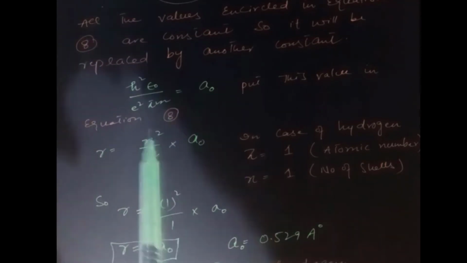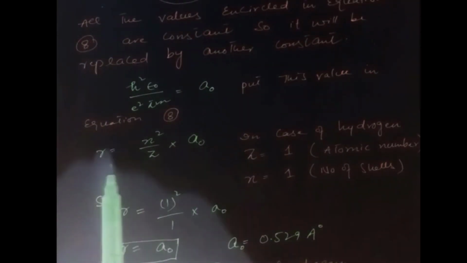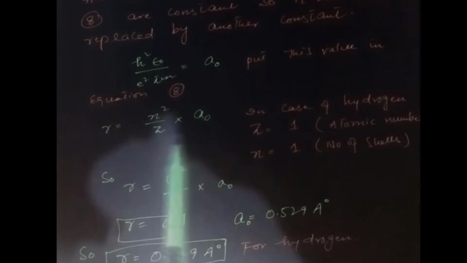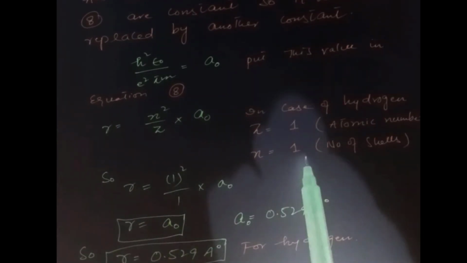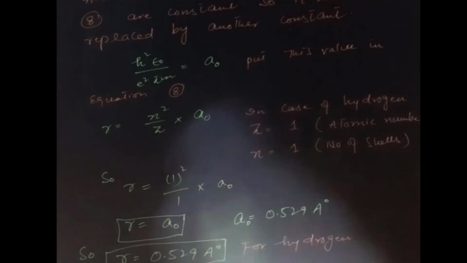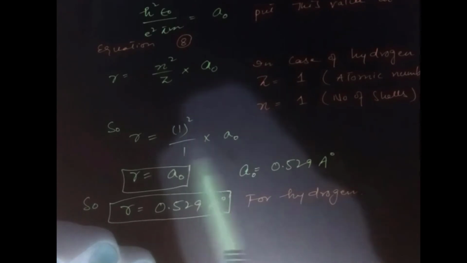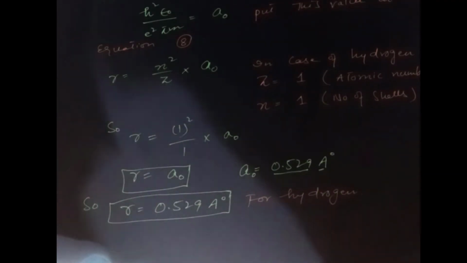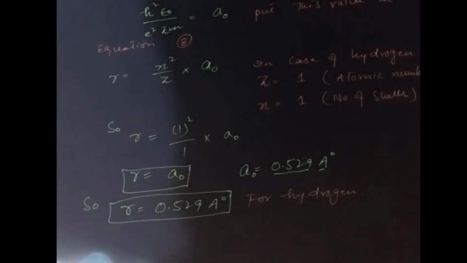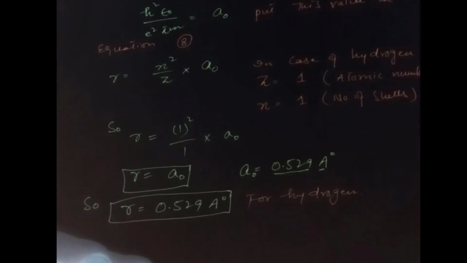If we calculate the value of this a naught, it comes out to be 0.529 angstrom. Now by replacing all these common values in equation number 8 by a naught, we get r is equal to n square divided by Z multiplied by a naught. In case of hydrogen, the shell number is equal to 1 and the atomic number of hydrogen is equal to 1. So by putting the values, r is equal to 1 square divided by 1 multiplied by a naught, and r is equal to a naught. This a naught is equal to 0.529 angstrom.